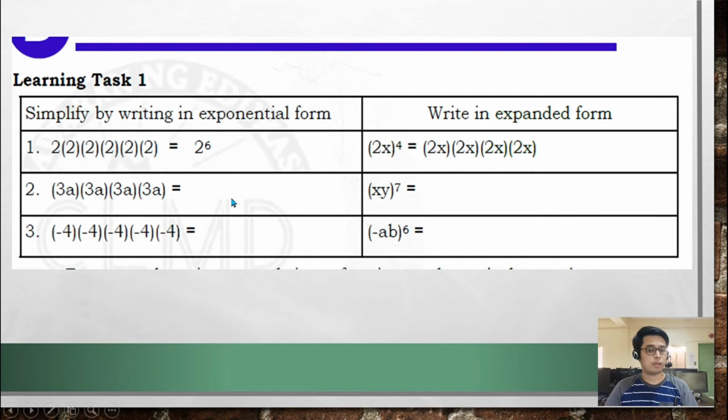So, pwede na natin sagutan itong mga remaining numbers. So, itong 3a, remember, ito ay naka-parenthesis. Isang term siya. So, ilang beses ba siya dapat na ma-represent sa exponent? Isa, dalawa, tatlo, apat. So, apat yan, raised to the 4th power yan. Okay? So, yan yung ating exponential form.